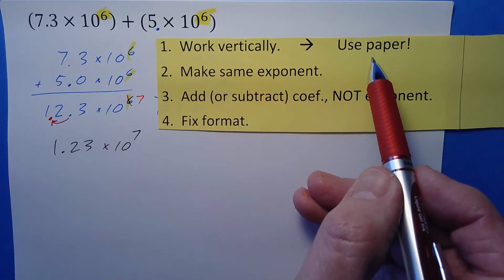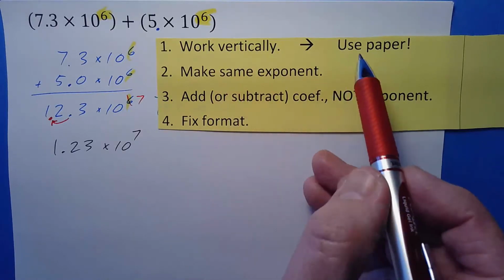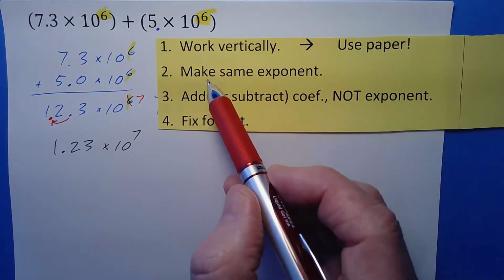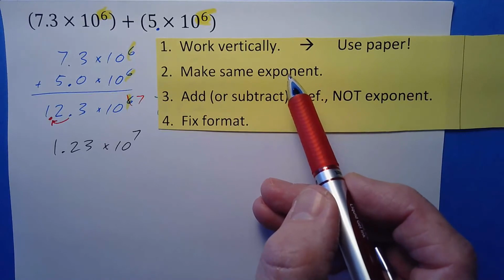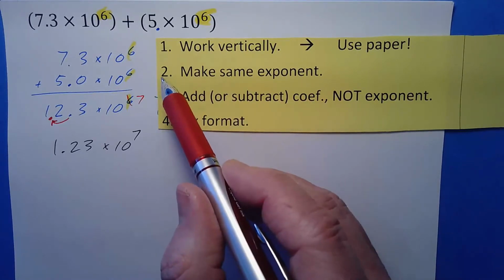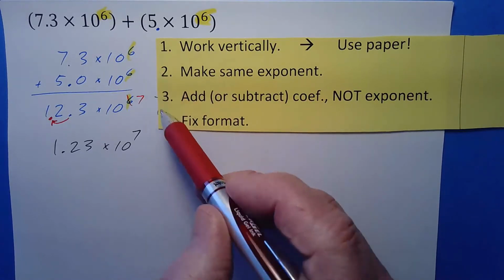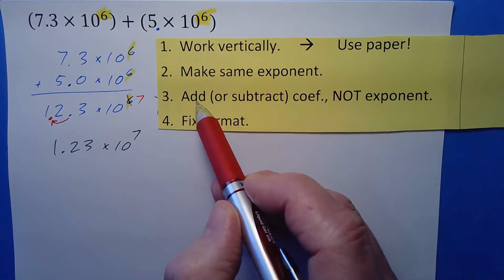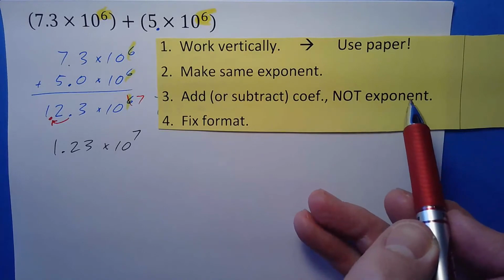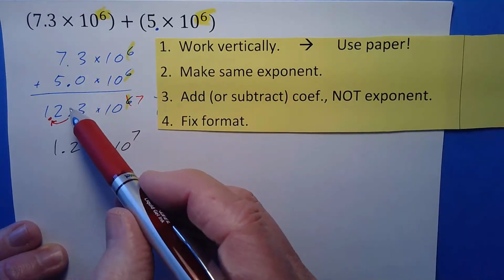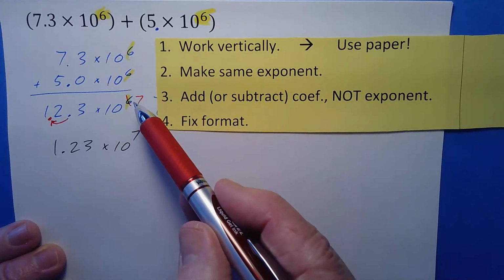Now the other thing we've got to do, if we work vertically, use paper, is make sure that they are the same exponent. We're going to talk in a minute about what happens if they aren't, but in this case they were, so we're okay. You're going to add or later subtract the coefficients, but not the exponents. Notice I added 7.3 and 5, but I left the exponents the same.